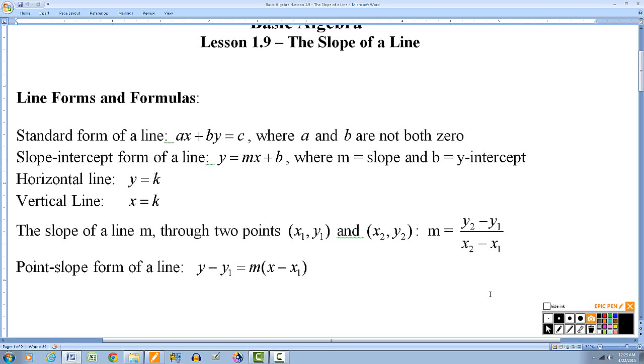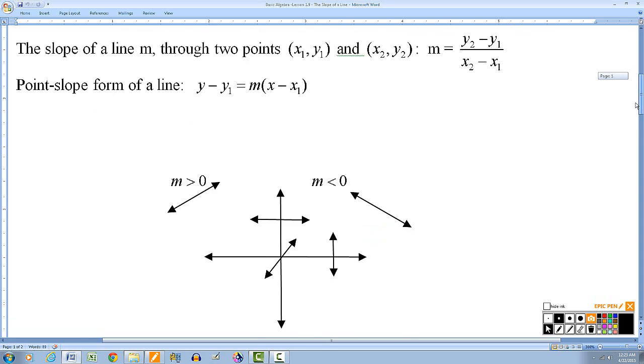Okay, so you can find the slope of a line if you know two points, or if you know it's horizontal. If you know it's horizontal, it's going to be easy to find the slope. If you know it's vertical, it's going to be easy to find the slope. So before we go into some more details, let's look at what we have.